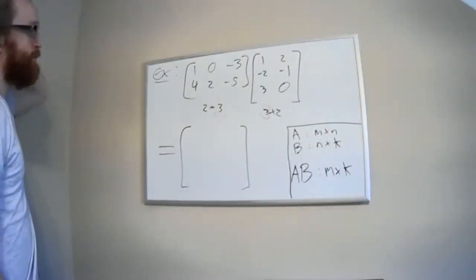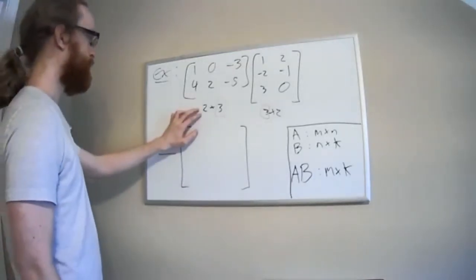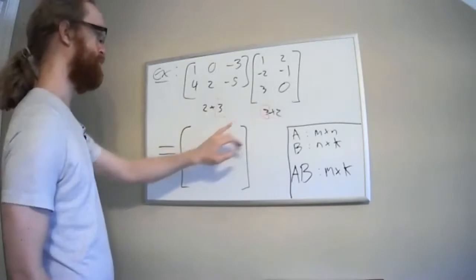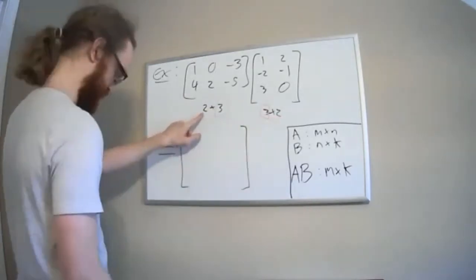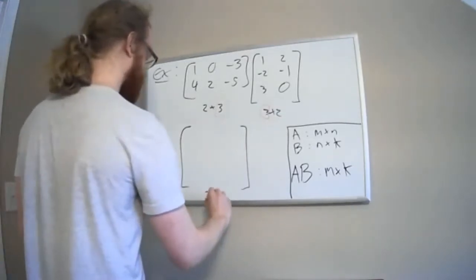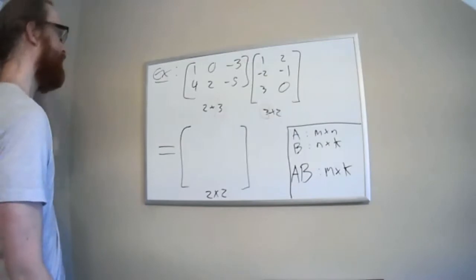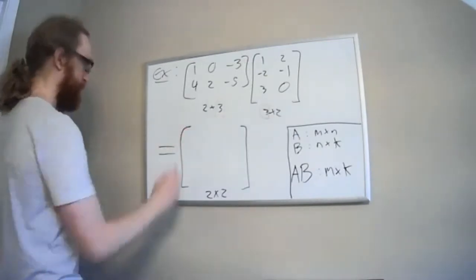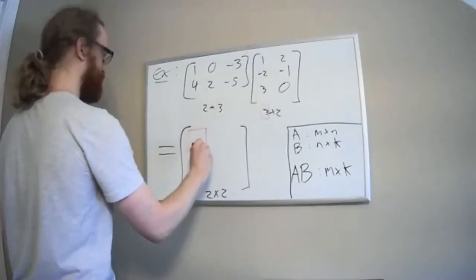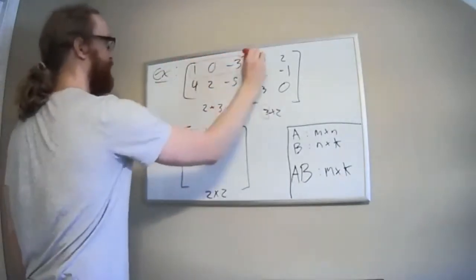Okay. So how big is this result? Well, I have a 2 by 3 and a 3 by 2, so that tells me my result is going to be a 2 by 2 matrix down here. So I know I'm looking for a 2 by 2. Now I'm just going to ask, what goes in the first row, first column? Well, that tells me take first row times first column.